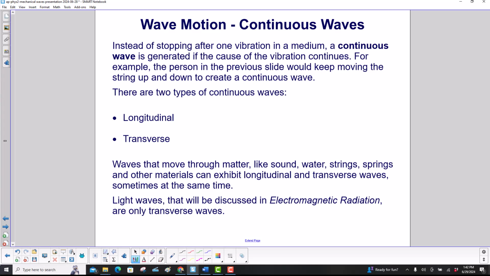Instead of stopping after one vibration in a medium, a continuous wave is generated if the cause of the vibration continues. For example, the person in the previous slide would keep moving the string up and down to create a continuous wave. There are two types of continuous waves, longitudinal and transverse. Waves that move through matter, like sound, water, strings, springs, and other materials, can exhibit longitudinal and transverse waves, sometimes at the same time. Light waves that will be discussed in electromagnetic radiation are only transverse waves.